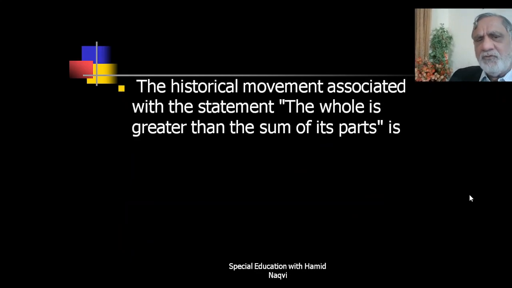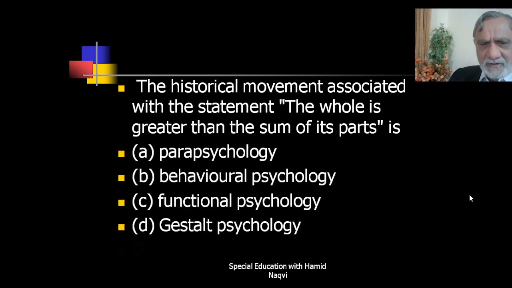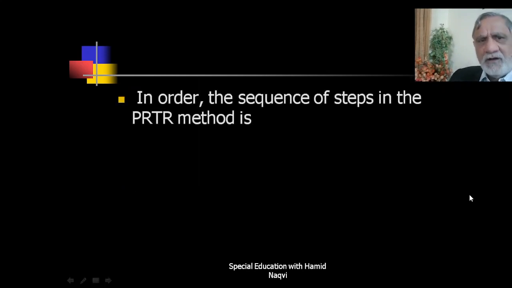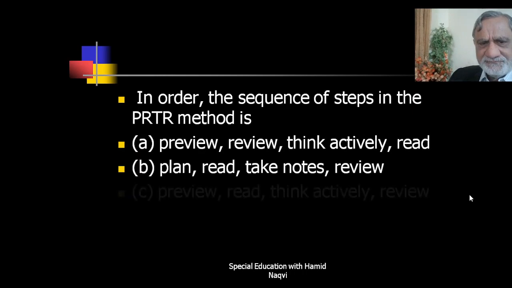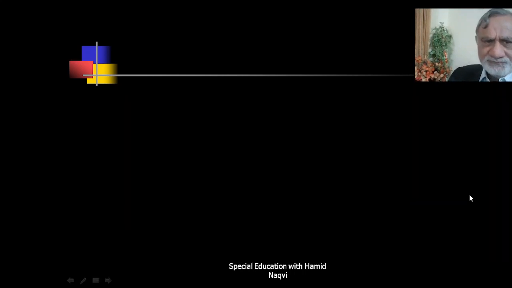The historical movement associated with the statement the whole is greater than the sum of its parts is called D, that is Gestalt psychology. In order, the sequence of steps in the PRTR method is, correct one is C, that is preview, read, think actively, and review.